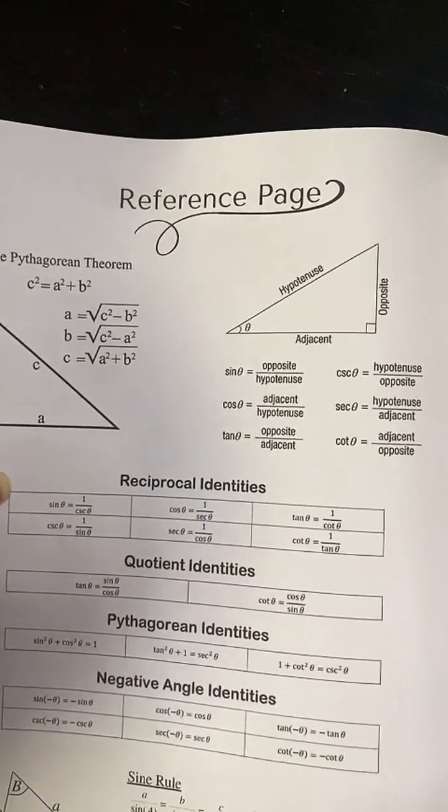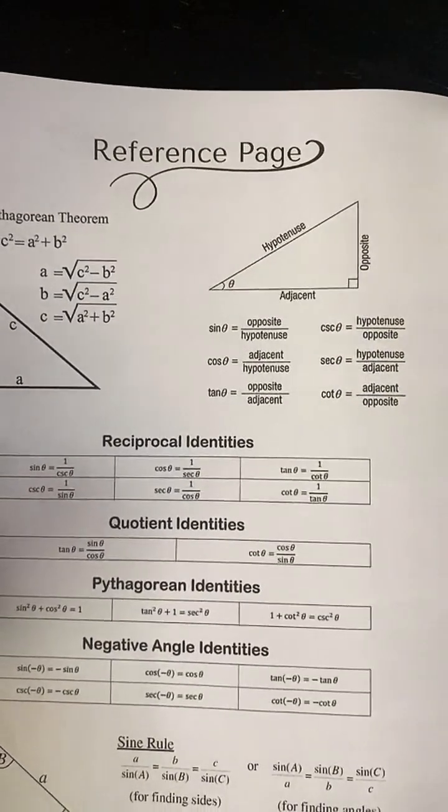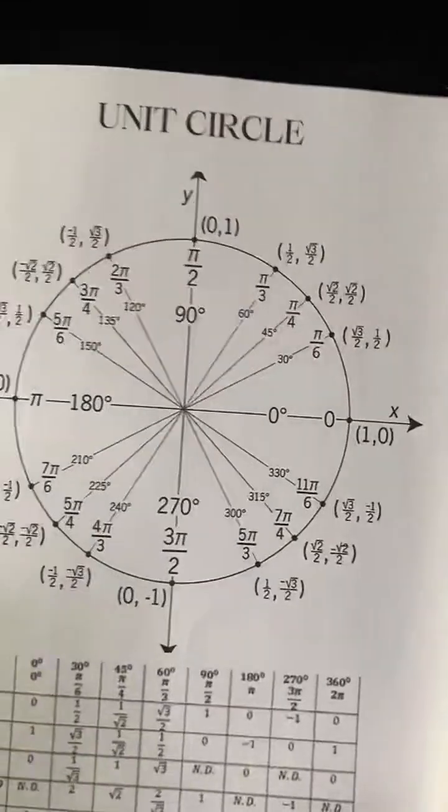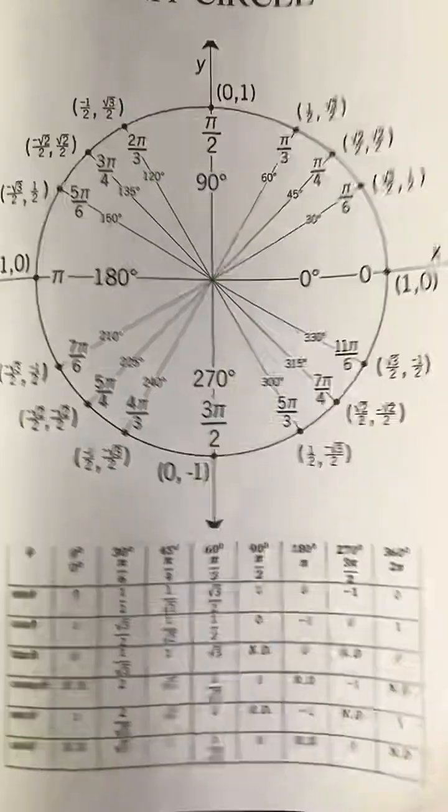Then the trig identities, you'll probably see that mostly in pre-calculus, but it's there. And then also the lovely unit circle and also its little traits at the bottom.